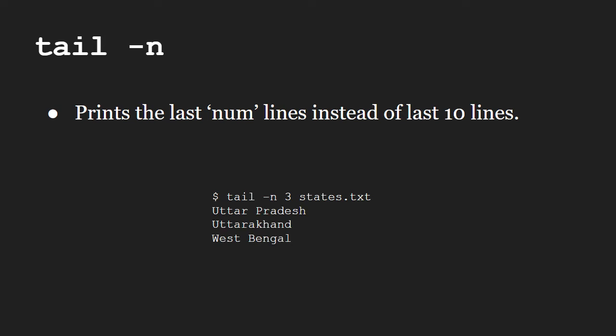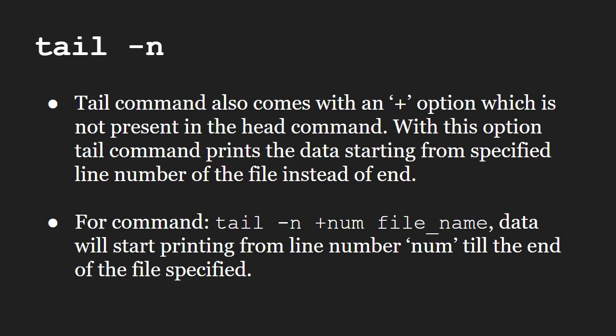For example, tail space minus n space 3 space the file name will give us the last 3 lines of the file.